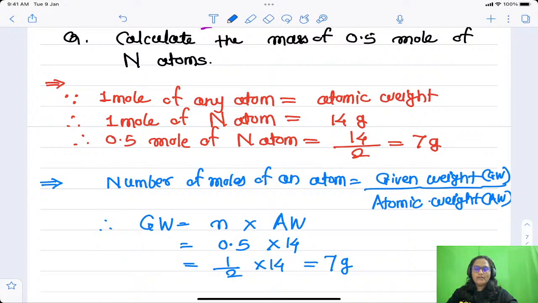Here we are talking about the atomic weight, and in the previous question we were talking about the molecular weight. Okay, take a screenshot of this page also.